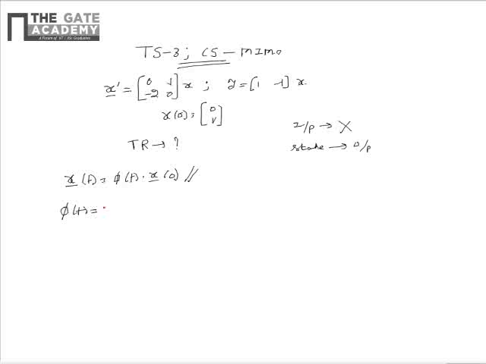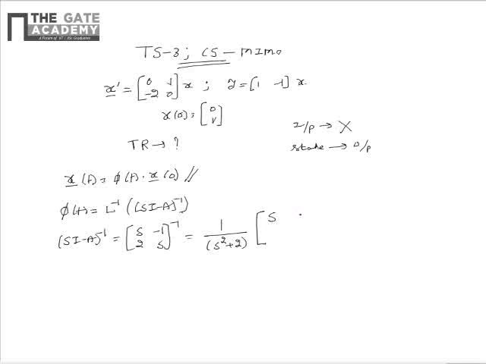Here, phi of t can be written as L inverse of (sI minus A) whole inverse. We can write the term (sI minus A) whole inverse as [s, minus 1; 2, s] inverse. And upon obtaining the inverse of this matrix, we see that (sI minus A) whole inverse is equal to 1 by (s square plus 2) times [s, 1; minus 2, s]. So now from this we see that we got (sI minus A) whole inverse.